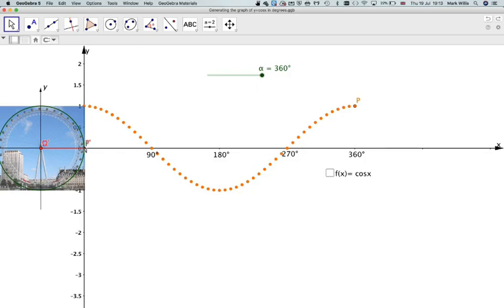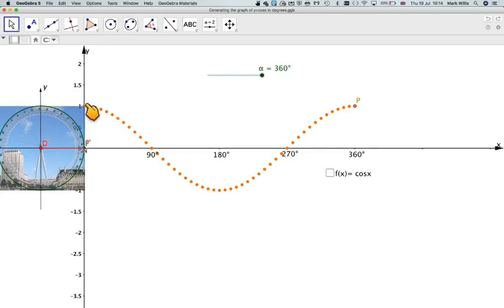So it's a similar looking graph to sine, but at 0 it is 1. 90 is 0, 180 minus 1, 270 0, and at 360 1 again. And then what happens after that, it just repeats itself. It continues in that same pattern, so it will repeat itself after every 360 degrees.